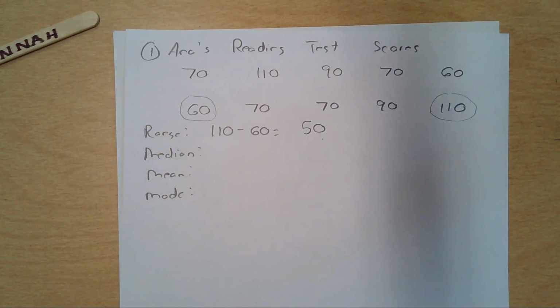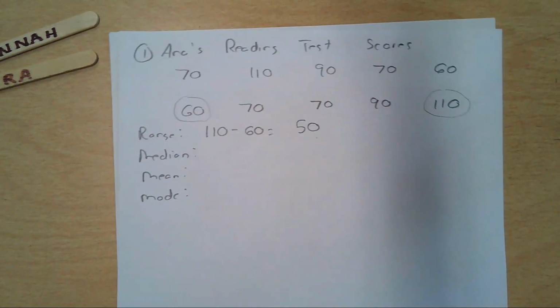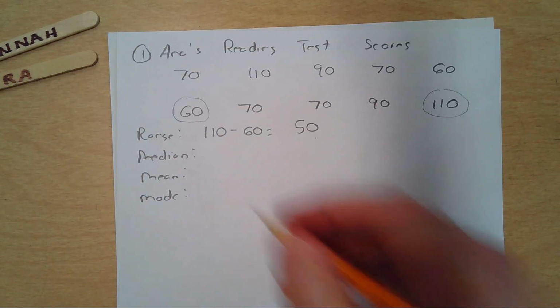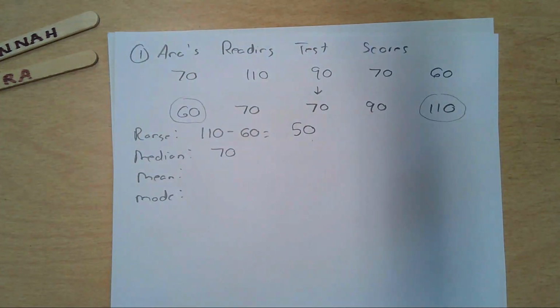Median is, Sierra? 70. Right. Median, middle value, odd number, no work necessary. It's right there in the middle.